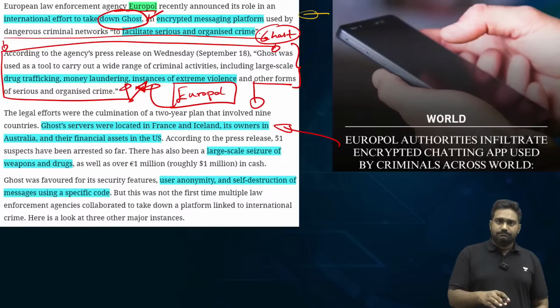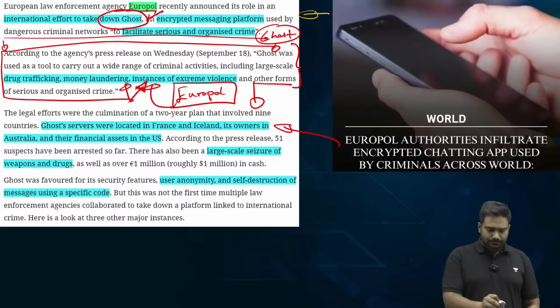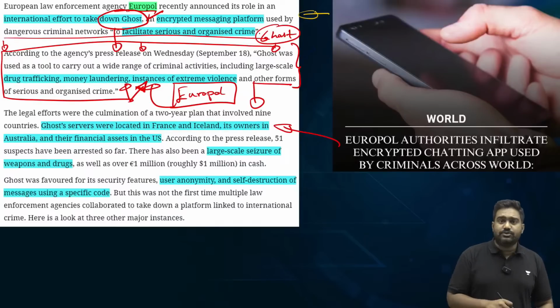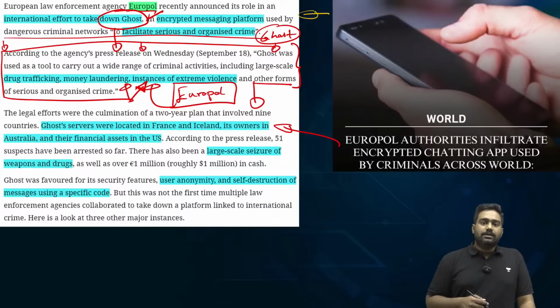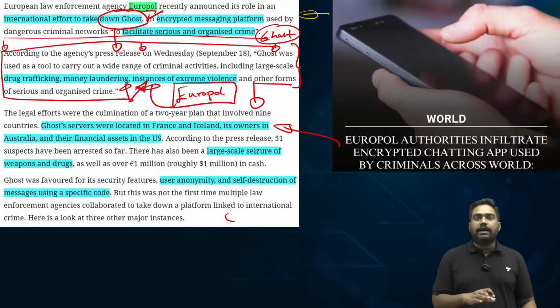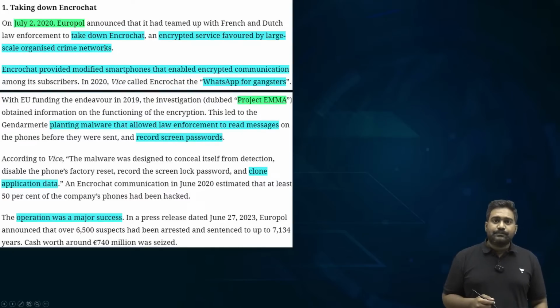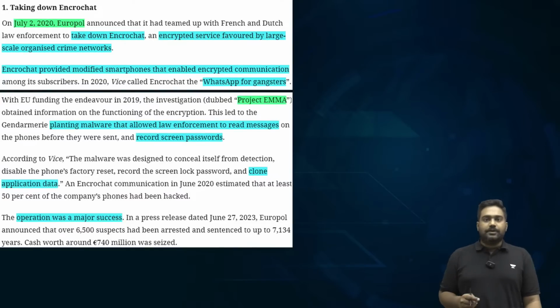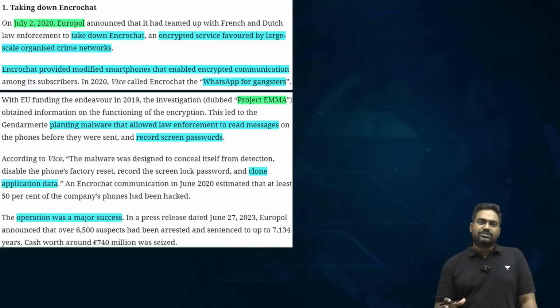The founders, right, they have been arrested. The cyber criminals who were misusing the platform have been arrested. The investment and the funds have been frozen. Through this coordinated action, right, Ghost has been brought down by law enforcement agencies. It was one of the most popular apps used by criminal organizations. So you need a global effort. Without a global coordinated effort, you can't tackle transnational organized crimes, such as cyber crimes.